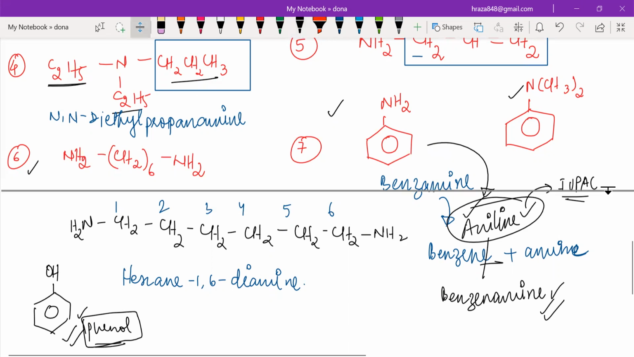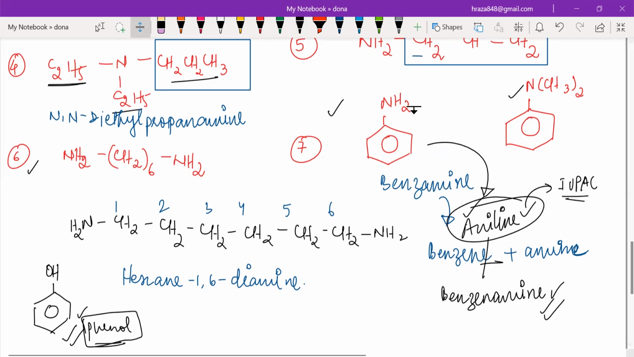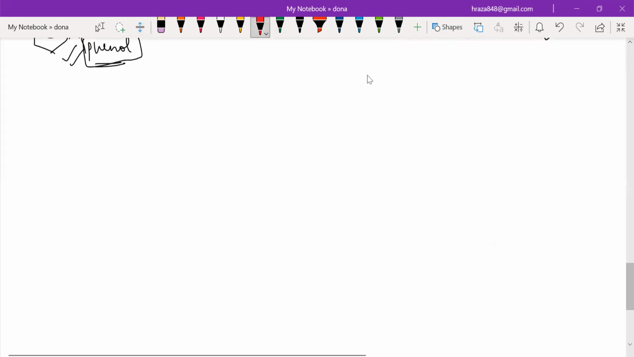So you know how to write the structural isomers, right? In class 12, do you know how to write the structural isomers? Yes or no? Structural isomers, could you show an example?